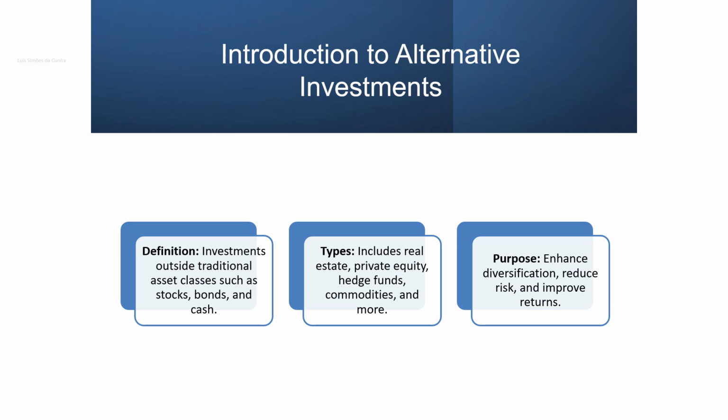Alternative investments refer to assets outside traditional asset classes like stocks, bonds, and cash. These include real estate, private equity, hedge funds, and commodities. The purpose of alternative investments is to enhance diversification, reduce risk, and improve overall returns.